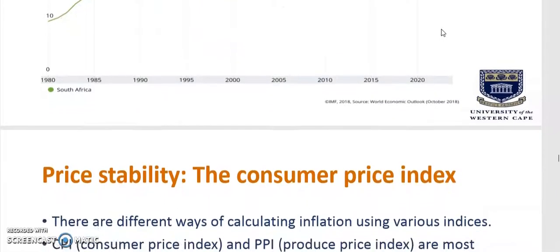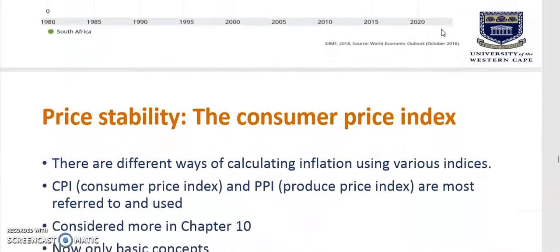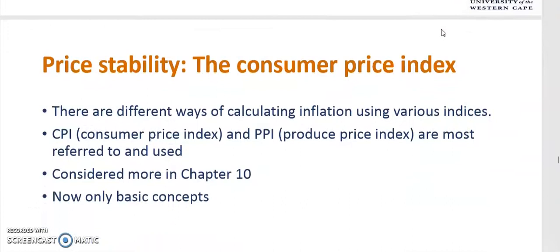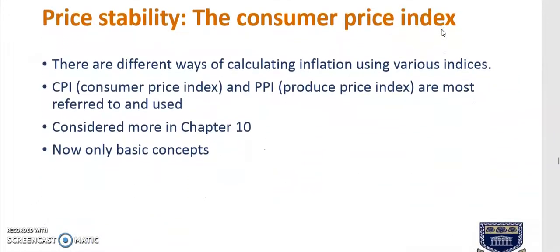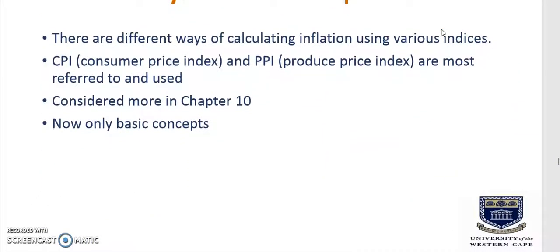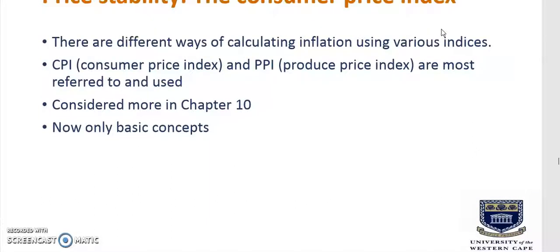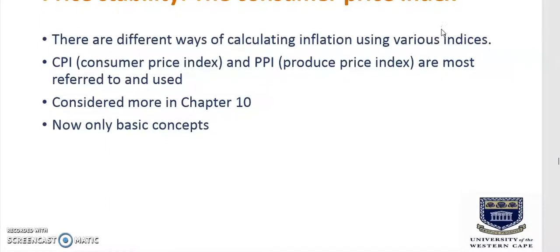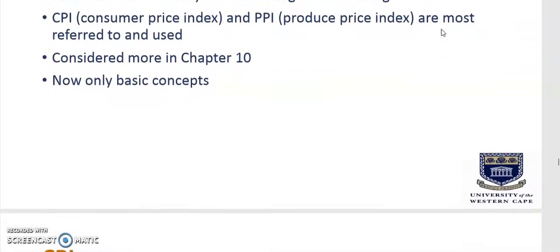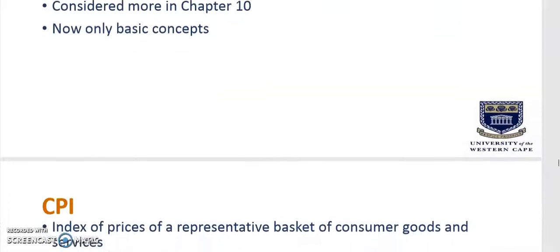Price stability. The consumer price index. There are different ways of calculating inflation using various indices. CPI, the consumer price index, and PPI, the producer price index, are most referred to and used. These are considered more in chapter 10, and now we'll only be doing the basic concepts.